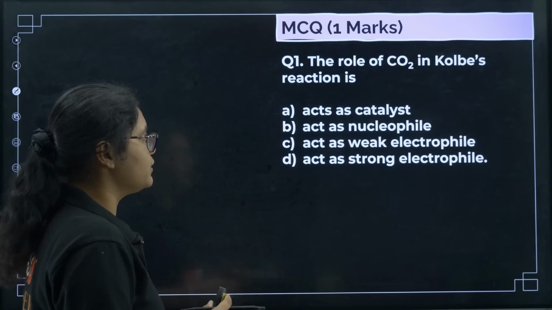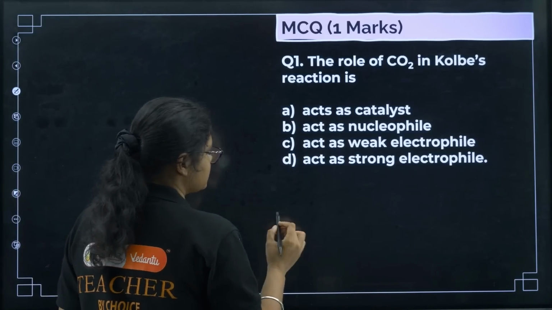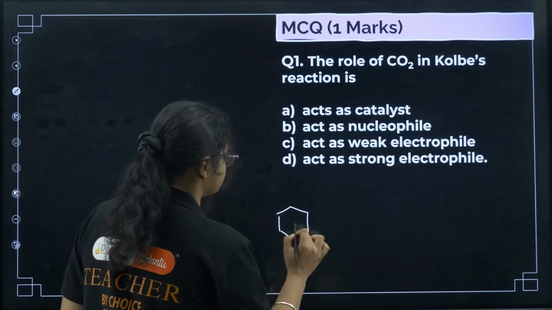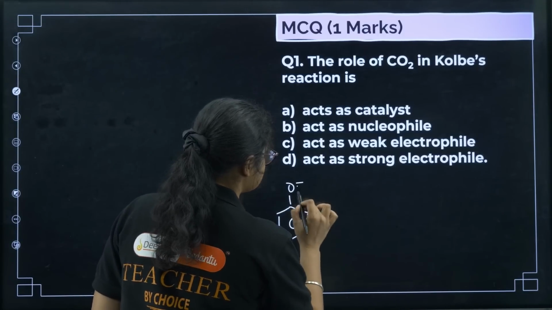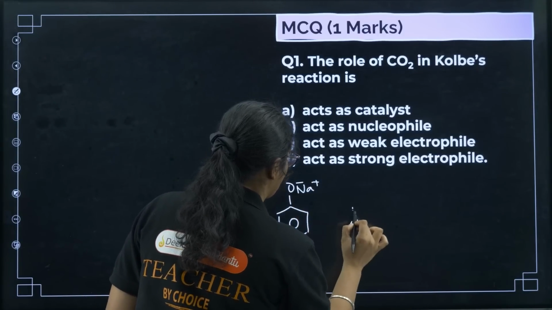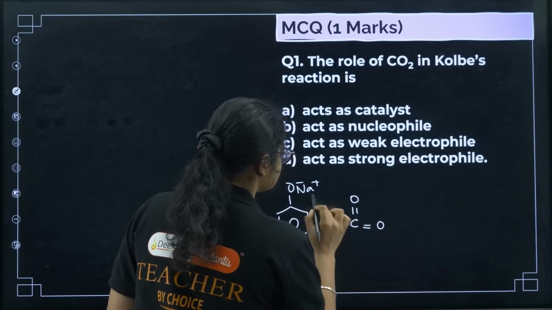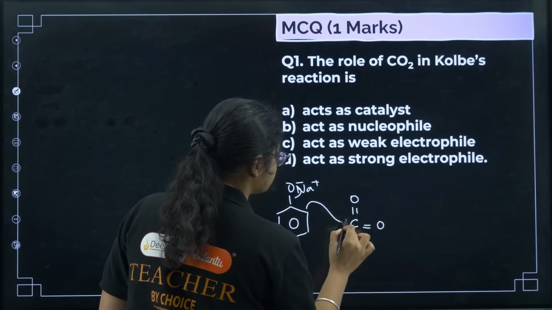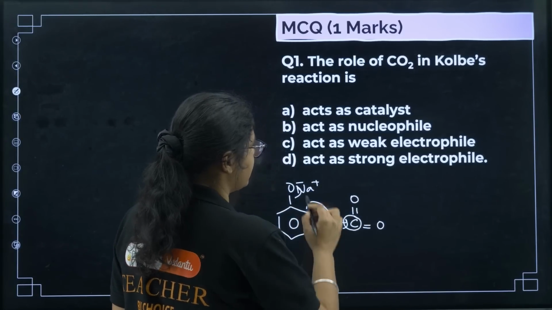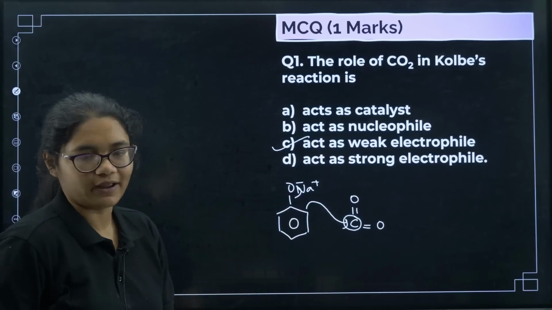The role of CO2 in a Kolbe's reaction is... if you remember Kolbe's reaction, I'll just draw this. We have O minus Na plus, and it reacts with carbon dioxide, right? So this group attacks on this one. C is an electrophile, so it acts as a weak electrophile.